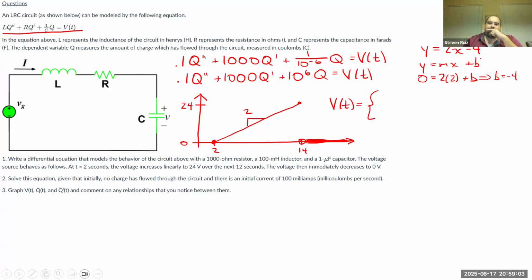All right, so now, how can I talk about this function? I believe it can be defined as 2t minus 4, but over what subdomain? As long as 2 is less than or equal to t, which is less than or equal to 14, and 0 otherwise. So I have this one-time pulse that's forcing my circuit here.